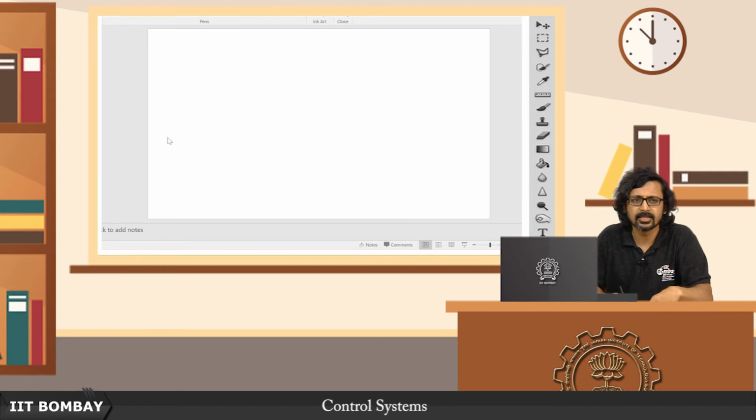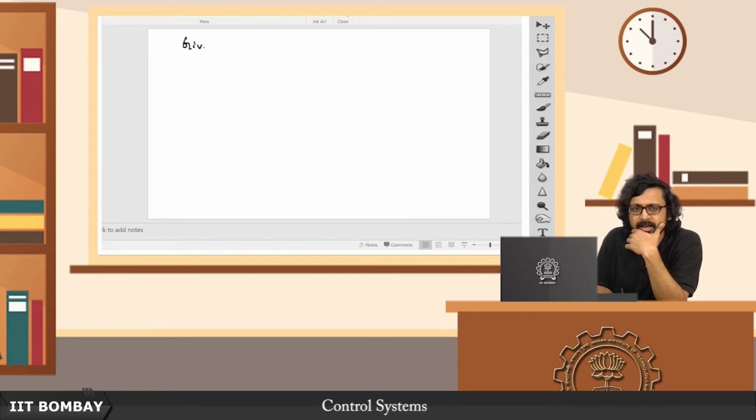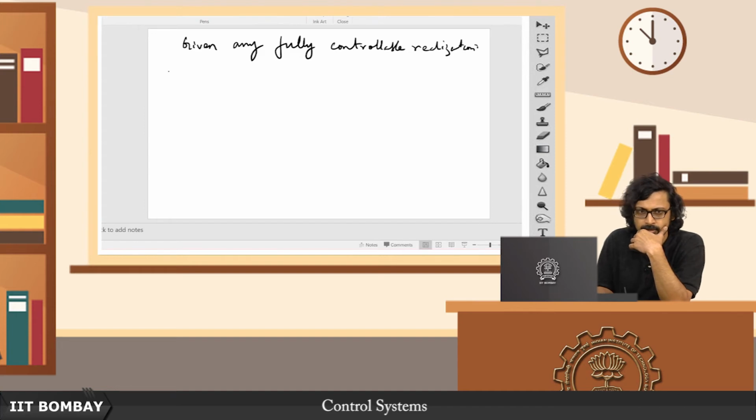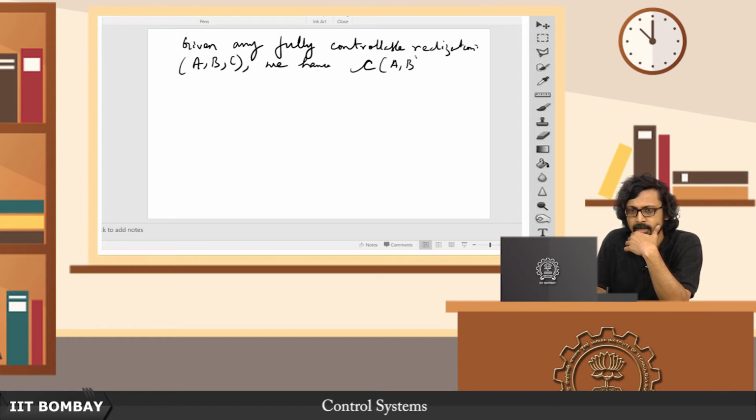So therefore this gives us the idea that given any realization, any fully controllable realization, let me add that, given any fully controllable realization, say A, B, C, we have the controllability matrix in terms of A and B invertible, yeah.